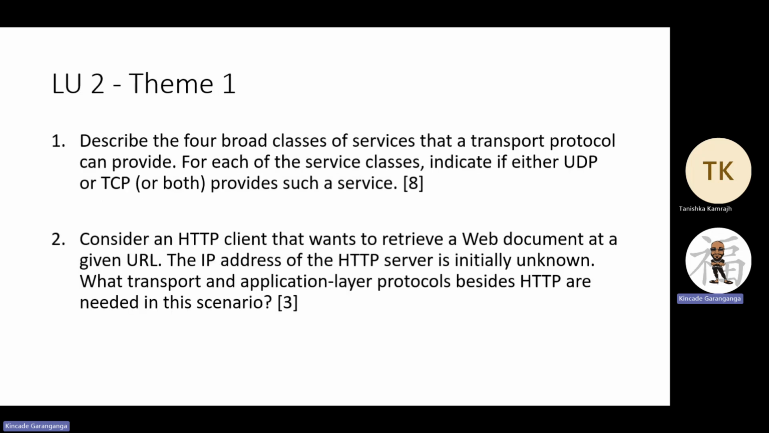So if you look at what we currently have on screen, again, two questions that speak to content within that protocol environment or service configuration as well. And with the first one, you want an 8-mark contribution. And specifically what you're discussing here is the 4 broad classes of services that a transport protocol can provide. And it then mentions that for each of these particular services, indicate whether you're looking at UDP or TCP.